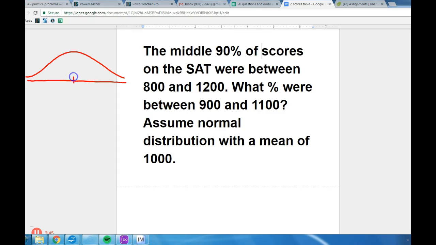Help getting started: I'm telling you the mean is 1,000. I'm telling you 90% of the scores are between 800 and 1,200. And you can use that information to find the standard deviation, and then use that to answer the next question. I don't want to give you too many hints yet. I'm slowly giving you hints.